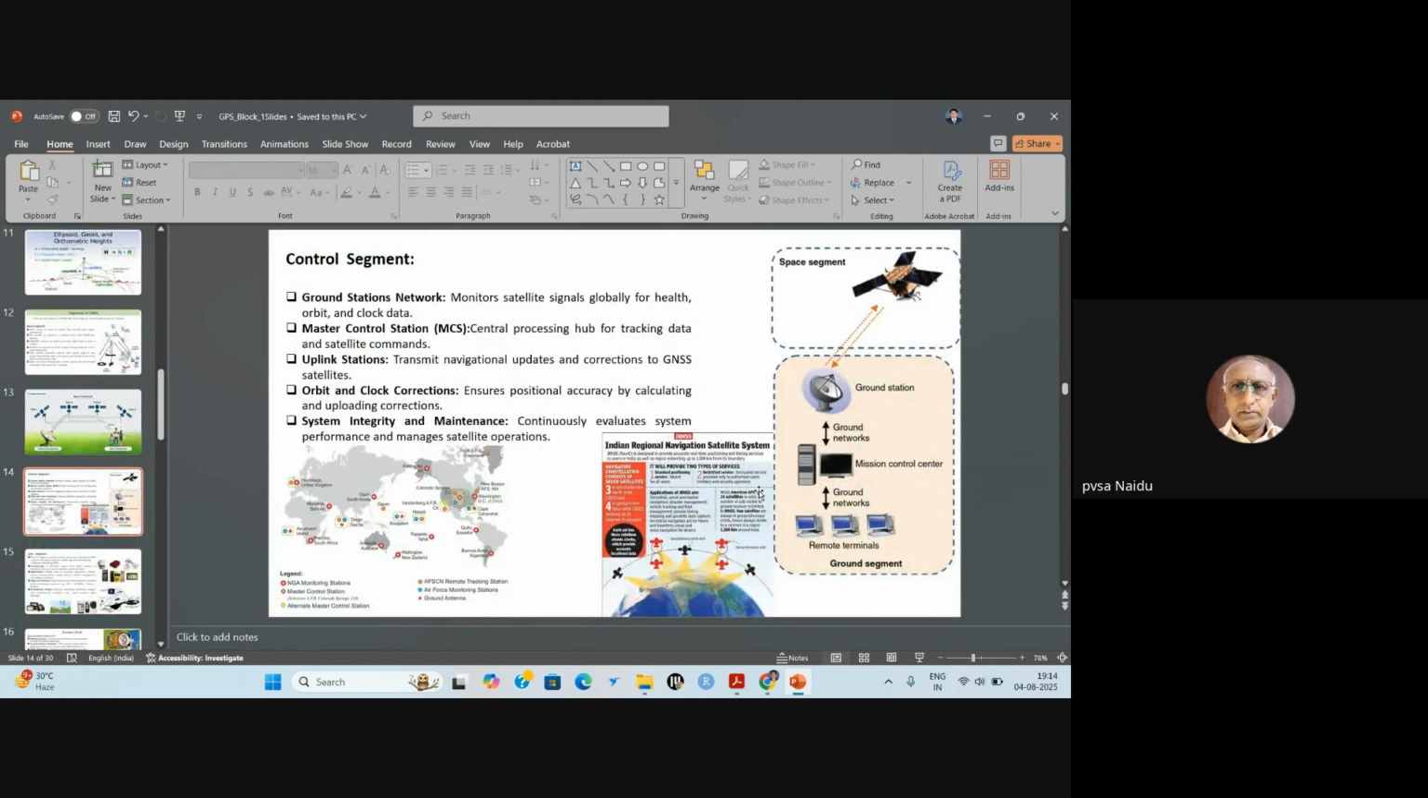Then after the space segment, there is the control segment. So there are a lot of ground stations and networks that monitor satellite signals globally for health, orbit and clock data. Suppose there is an issue with clock data or some issue in the orbit, then it is covered in the ground station network.